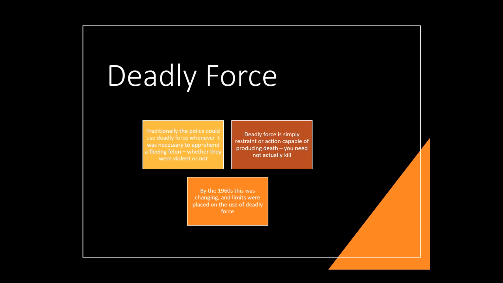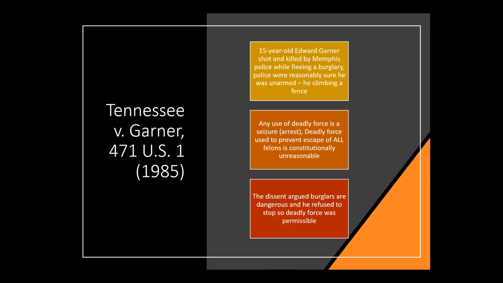And we have one of our first major cases here, Terry v. Ohio. This is probably the next major case you should be aware of, Tennessee versus Garner. It came down in 1985. We have 15-year-old Edward Garner. Now, he's in Memphis, and he's been committing a burglary. And the police are aware.